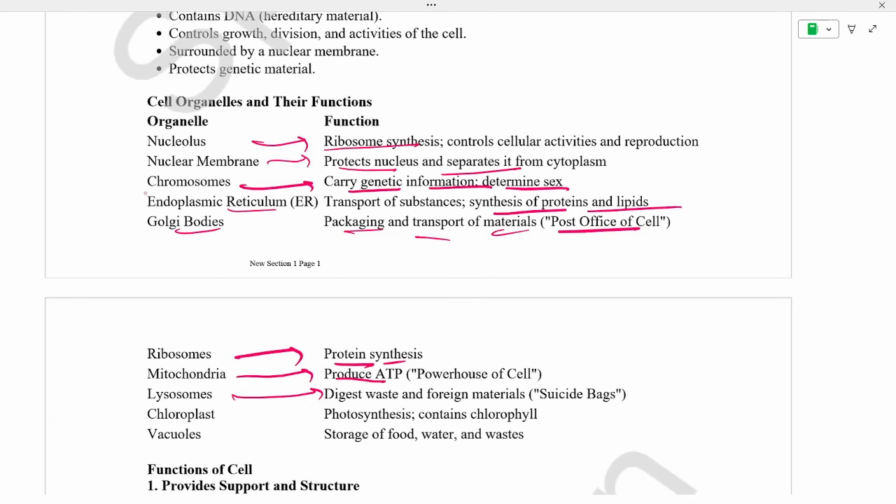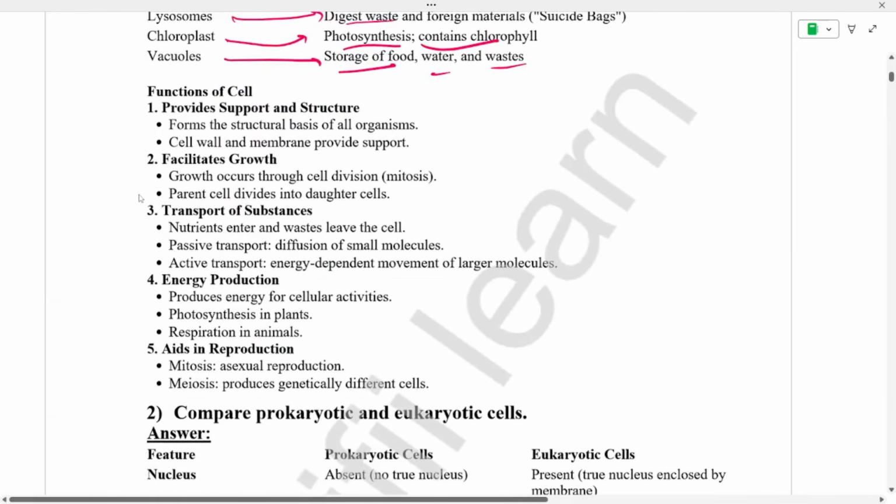Next is lysosome, which digests the waste. Chloroplast is for photosynthesis and contains the chlorophyll. Vacuoles are for the storage of food, water, and wastes. Next we will see the functions of the cell: provide support and structure, facilitate growth, transport of substances, energy production, and aid in reproduction. This is all about the cell structure and how each of them functions.